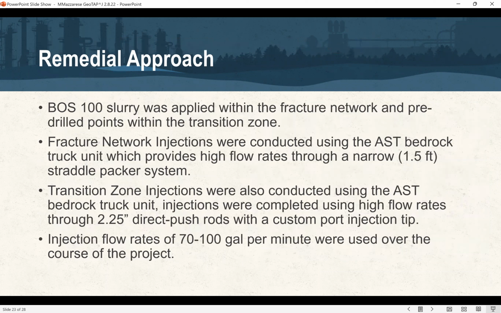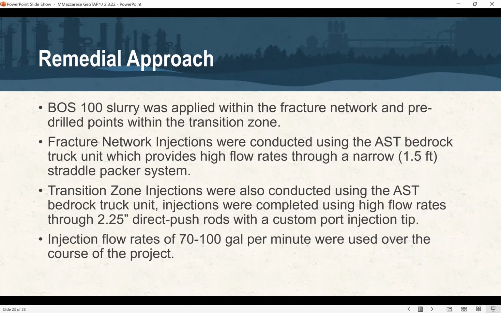Okay, so BOSS 100. This is the chlorinated solvent technology that's activated carbon impregnated with reactive iron, deployed at this site. It was injected in the fractured bedrock using straddle packers, and then it was injected in the partially weathered rock using the GeoTAP method. Okay.